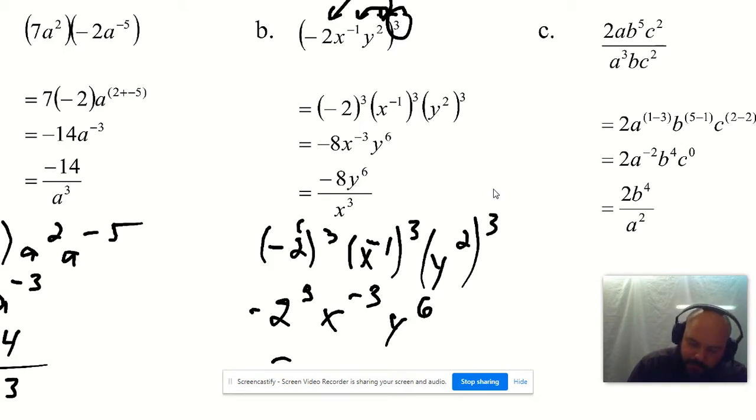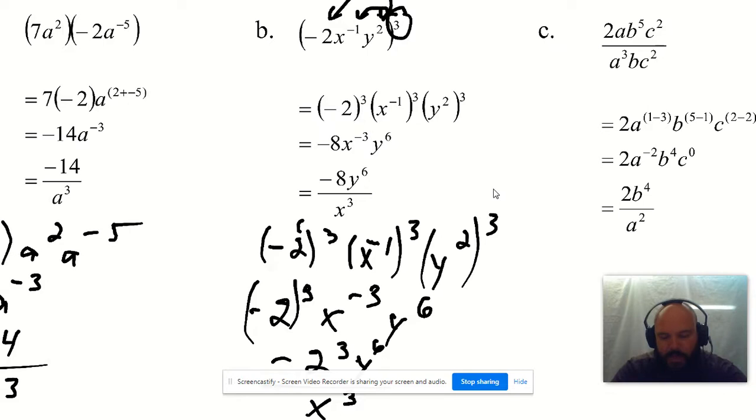So we're going to leave the negative 2 to the third and the y to the sixth. And then on the bottom, we're going to write x to the third. And there's your final answer. If you want to multiply out negative 2 to the third, that is fine. Remember that up here, this should have had a set of parentheses around it, which means it would be negative 2 times negative 2, which is 4, times negative 2, which would then be negative 8. So if you want to multiply that out, that's fine. It's negative 8 y to the sixth x to the third, like that.